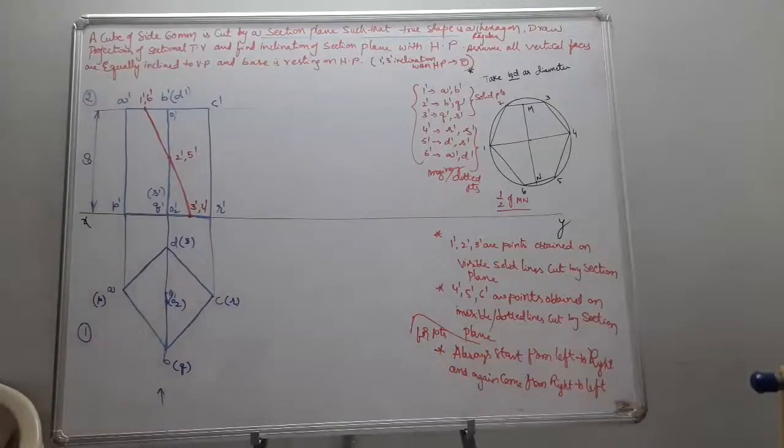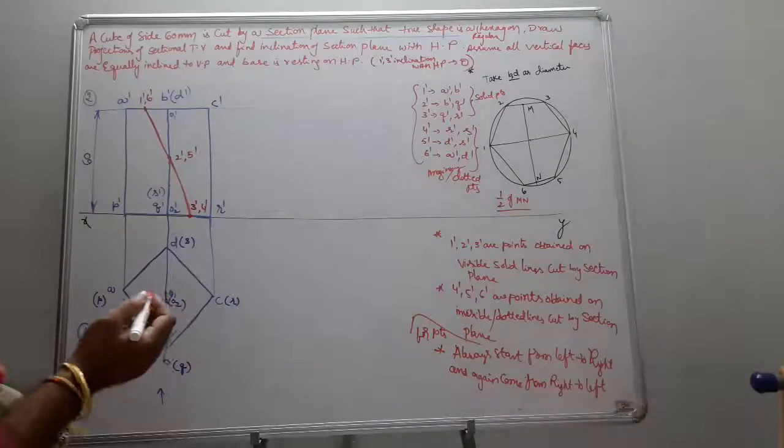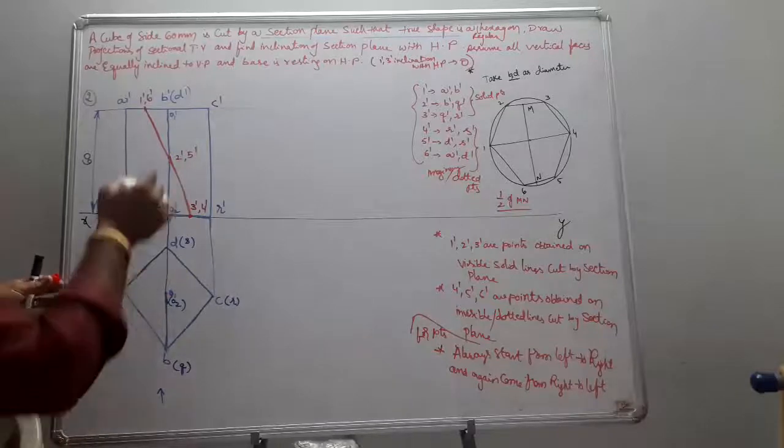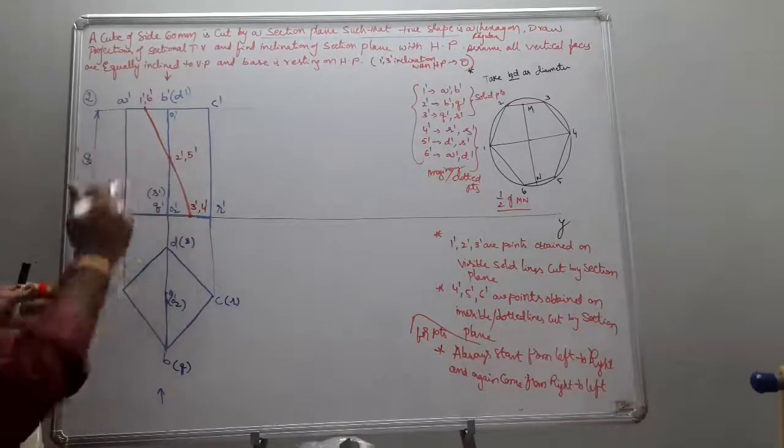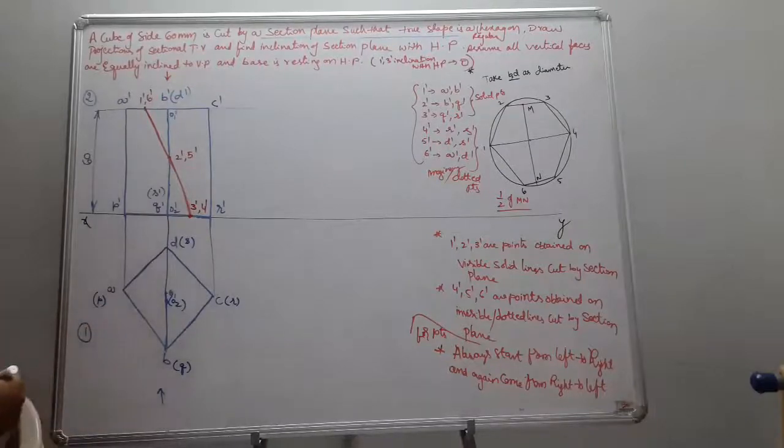So once you obtain your points, in the front view, which portion is to be retained and which portion is to be removed? Always the portion between the observer and this cutting plane is to be removed. Okay. So how can you represent this cutting plane?